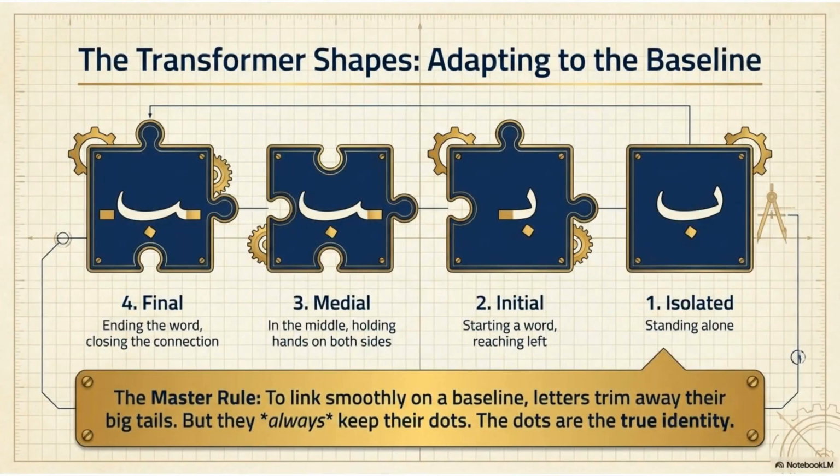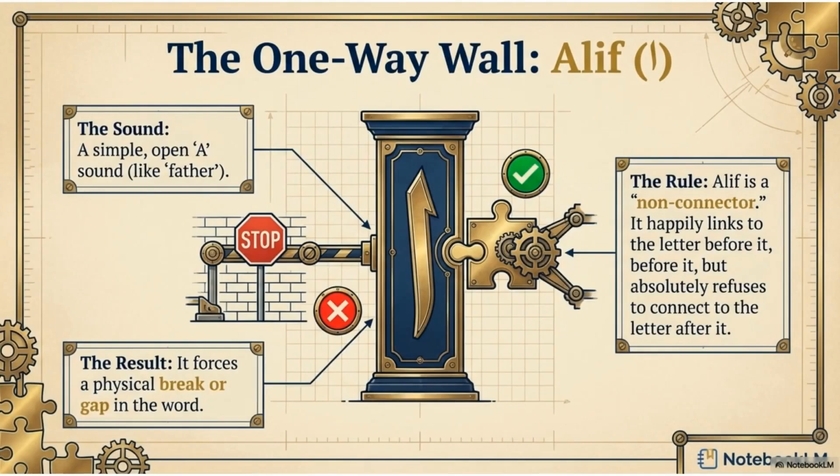The master rule for the transformer shapes is that to link smoothly, letters trim away their big tails, but they always keep their dots, as the dots are their true identity. Alif, the letter for the simple A sound, like father, is a non-connector. It happily links to the letter before it, but refuses to connect to the letter after, forcing a physical break or gap in the word.